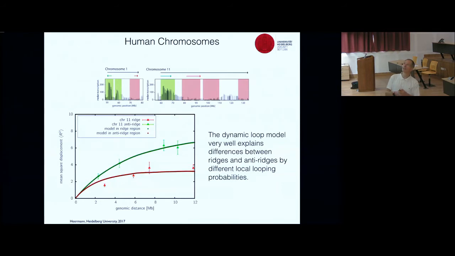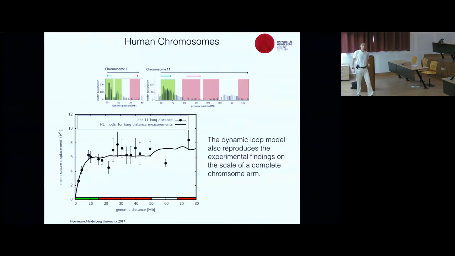Here is the data again, which I was showing you for chromosome 11, for the ridges, where you have an increased expression level and where you have less expression. This is our calculation for the two kinds of regions, and it fits quite well on the short scale, and it also fits well on the scale of several tens of megabase pairs. So this picture actually seems to work. The loops actually do explain what is going on.